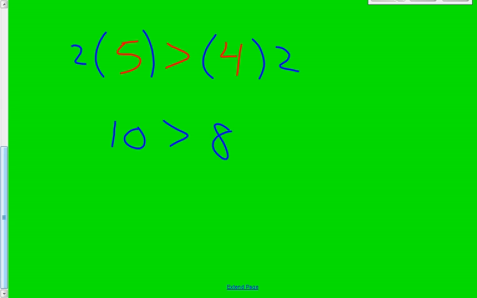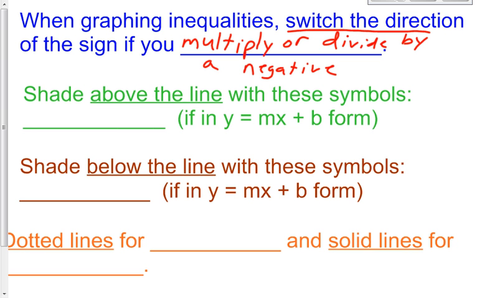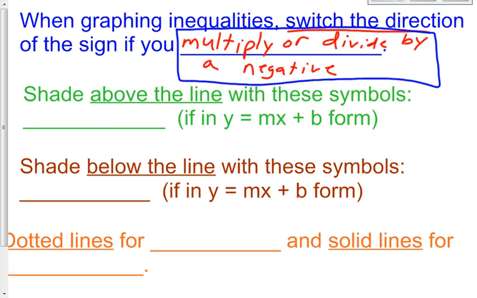So now, let's take our example and multiply it by a negative 2. Now we have a negative 10 is greater than a negative 8. Is that a true statement? Hopefully you would say, no, that is not a true statement. A negative 10 is smaller, or it is less than a negative 8. So then we would have to change this greater than sign to a less than sign. So that's why this property of inequalities is true. Because if you multiply or divide by a negative, you have to switch that sign to make the statement true.